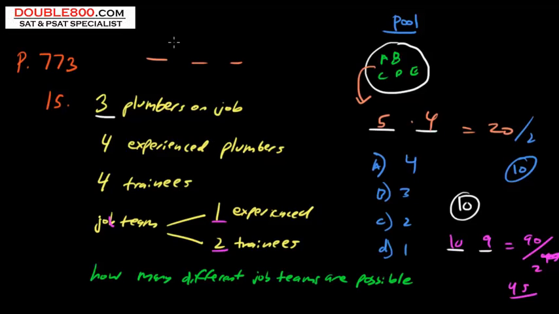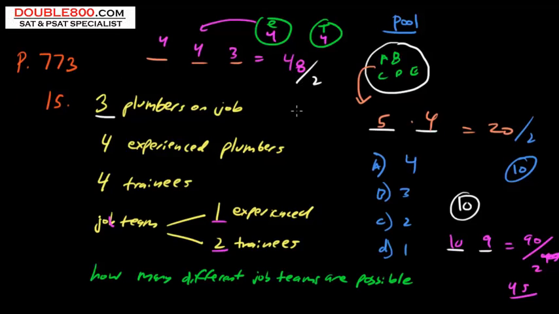So the first slot, if we're picking from a pool, so let's say the pool, we've got experienced and trainees, and we have 4 and 4. So the first slot, if we're picking the 1 experienced, there are 4 choices. Now we're picking the trainees, 4 choices. But once we select a trainee, how many are left? We've already placed 1, there are only 3. We multiply and we get 16 times 3 is 48. But here we're not putting in a certain position, so you don't want to double count. You always divide by 2, and the answer is 24.